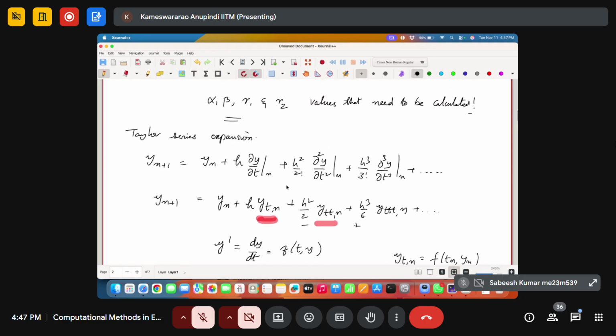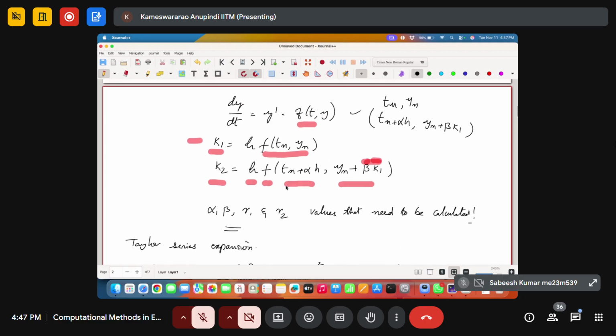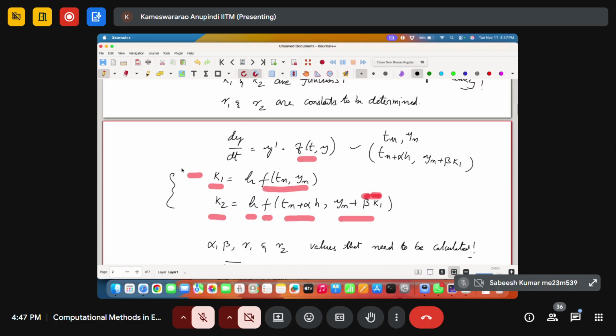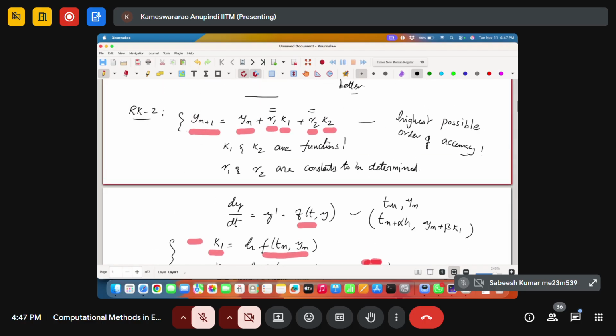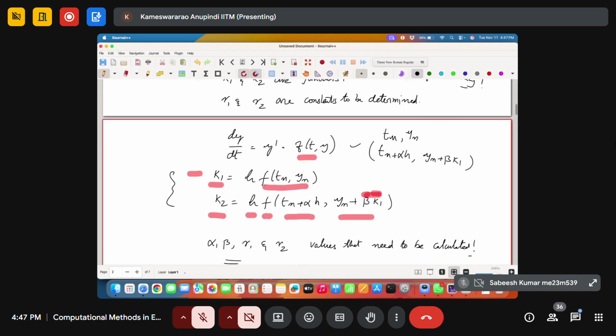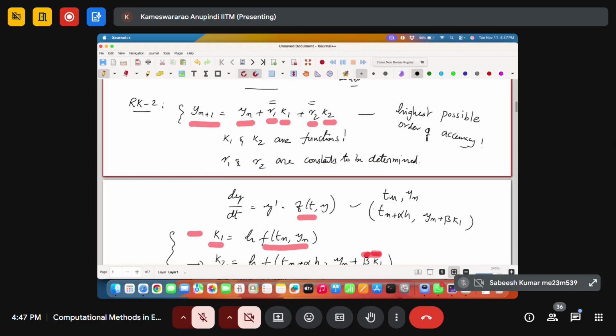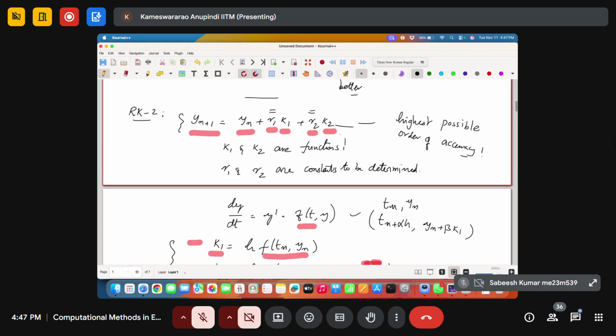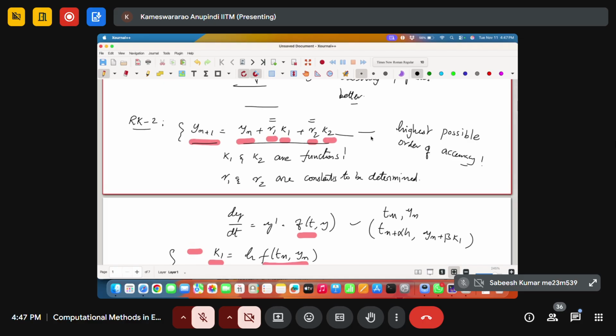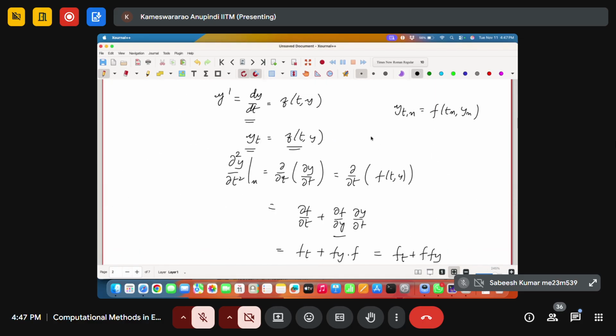So this is the equation 1 we have. Then I have these two things we have proposed for the general RK method: Y_{n+1} equals Y_n plus gamma 1 K1 plus gamma 2 K2. K1 is already h times f of T_n, Y_n, but K2 is about T_n plus alpha h and Y_n plus beta K1. Now, eventually, I want to compare this equation for Y_{n+1} obtained from the RK method with the Taylor method that we have, so that I can determine these coefficients.